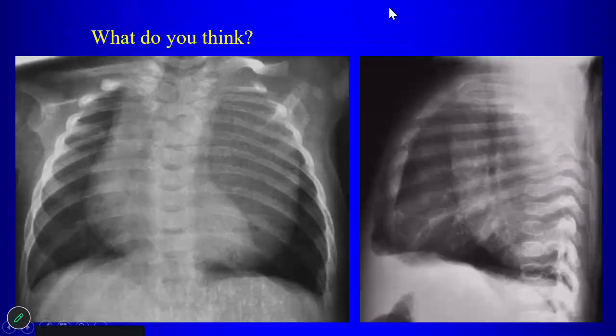So here's an infant with a large posterior mediastinal mass. What could this be? Well, an infant with a posterior mediastinal mass, so what neoplasm are you worried about? Neuroblastoma, yeah. Do you think this is a neuroblastoma, or is there some other finding that suggests it's something else?